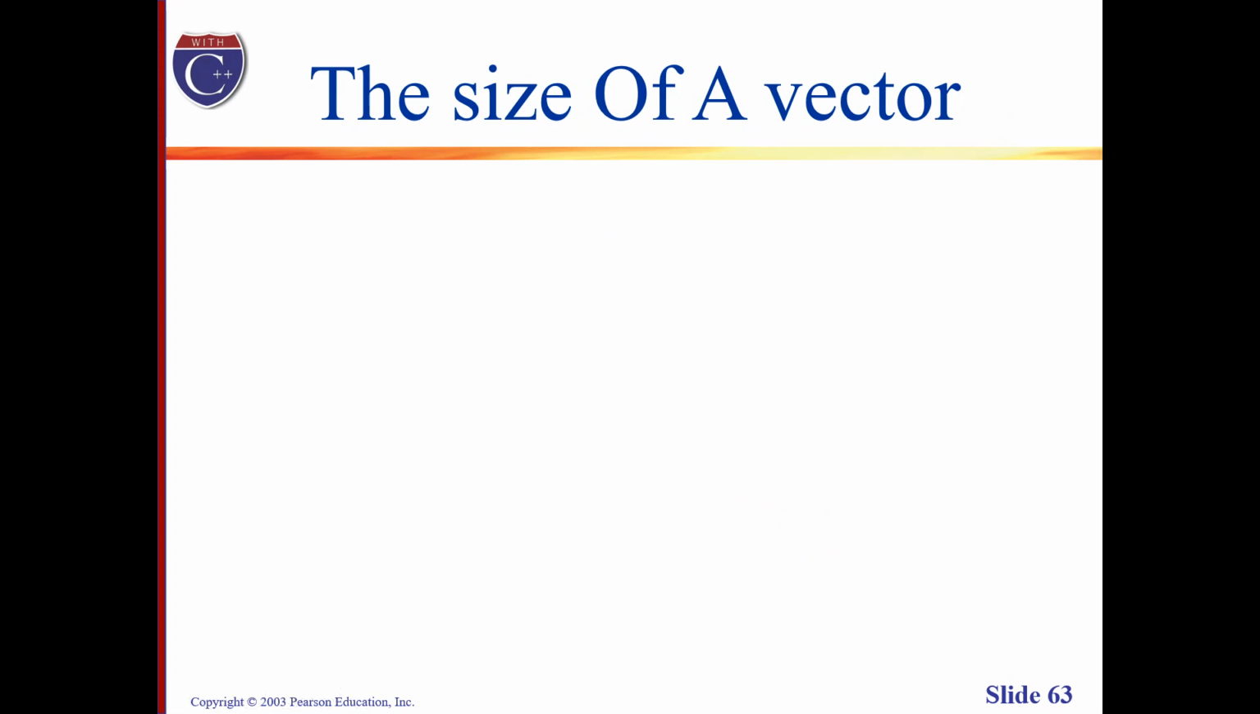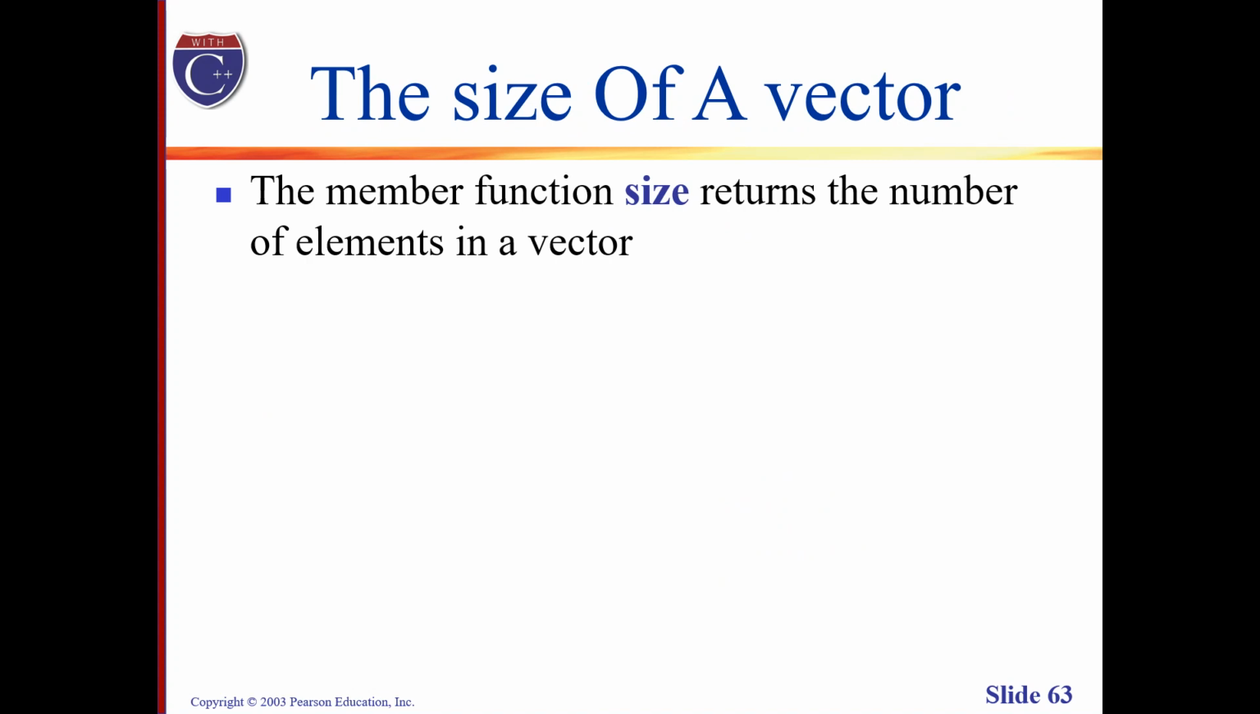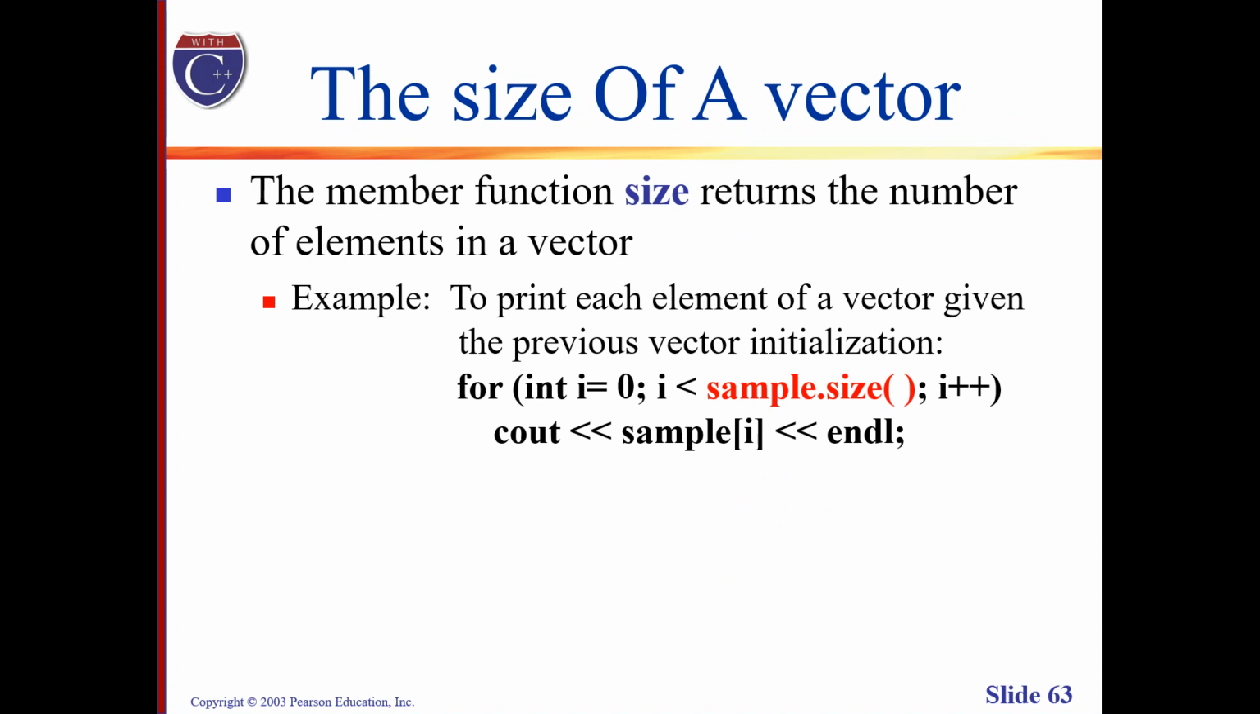Now let's talk about the size of a vector. The member function size returns the number of elements in a vector. For example, we can print each element of a vector given the previous vector initialization. We have the following example of a loop, which outputs the contents of a vector, given an element number based on the loop.